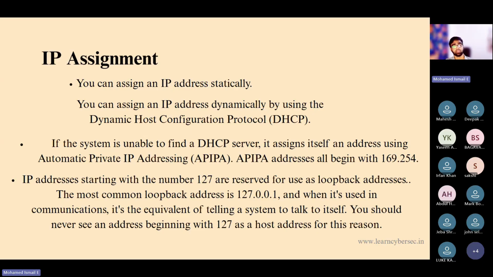IP addresses that start with the number 127 are reserved for use as a loopback address. The common loopback address is 127.0.0.1. This is very popular. When you install any web development software development kit like Apache or Tomcat, or any other web server like N8N agent-based services, you install the software on your laptop.